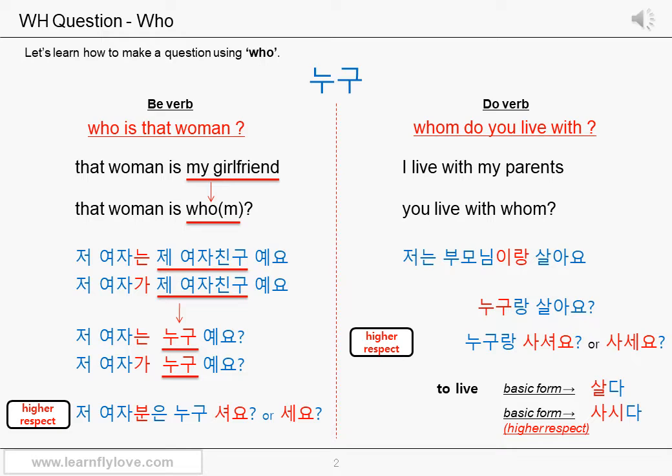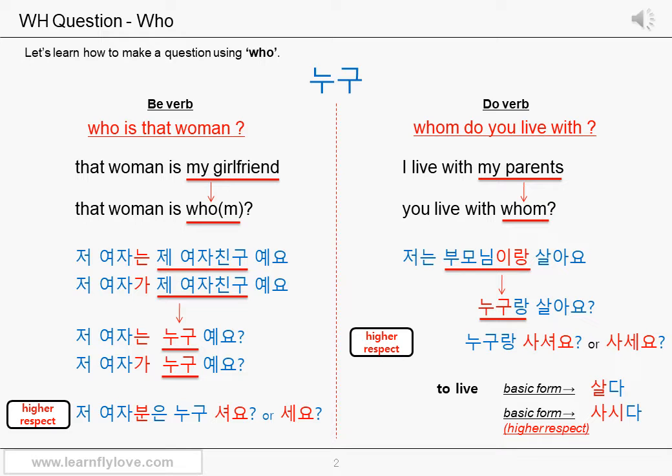Live, 살아요. 저는 부모님이랑 살아요. 저는 부모님과 살아요. Or 저는 부모님하고 살아요. All fine. Let's swap parents part with the interrogative pronoun who to turn it into a question form. You live with whom? You with whom live?